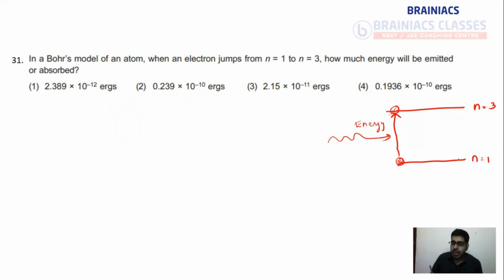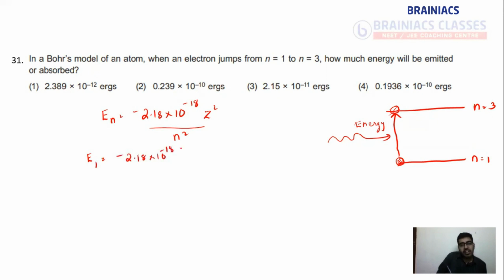An electron will migrate from lower energy level to higher energy level by absorbing energy. So we have to calculate the amount of energy. Now, energy can be calculated by using this equation: minus 2.18 into 10 raised to minus 18 Z square by n square. This is the equation to calculate energy. Now, let the energy of first shell be E1. E1 is equal to minus 2.18 into 10 raised to minus 18 into Z square. In a Bohr model of atom, here the atom is not given.